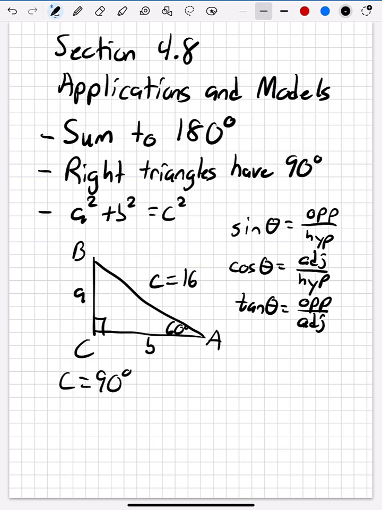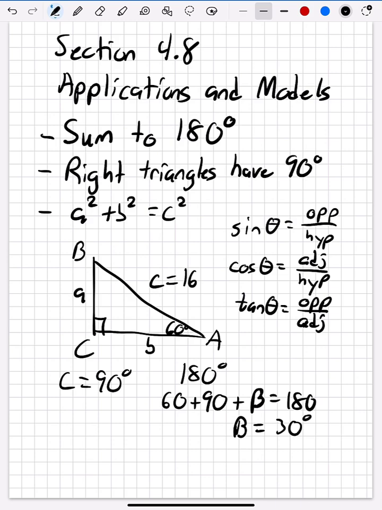But to find B, I know that the angles need to all sum to 180 degrees. So that is to say that 60 plus 90 plus my capital B should all equal 180 degrees. With just a little bit of algebra, I can find that B is equal to 30 degrees by solving for B.